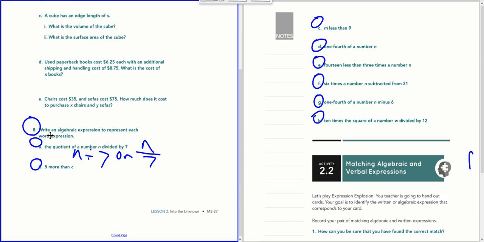Now, for your assignment, you're supposed to look at 8A through H. What I need you to do is change each phrase into an algebraic expression. So, the number n divided by 7. It's a lot like what we did earlier on page 24, but now it's with variables. Use the same strategy, just instead of having a number here, you'll have a variable.